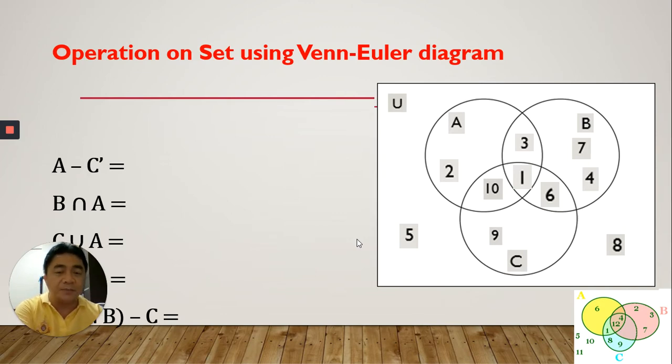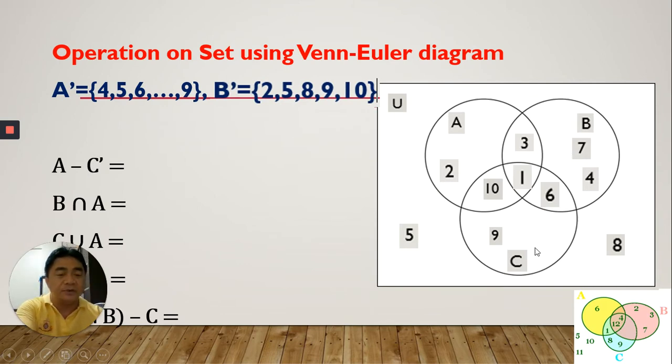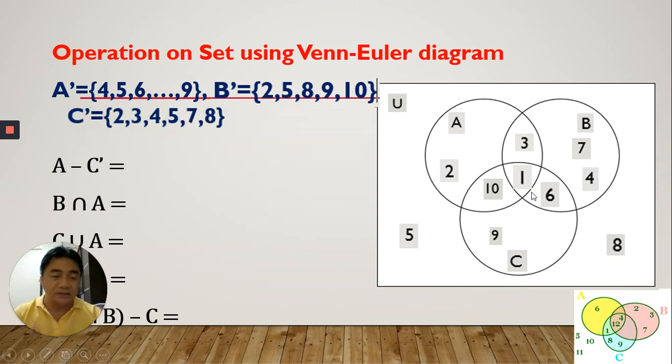So for A prime, we have the elements of A as 1, 2, 3, and 10, meaning A prime is 4, 5, 6 until 9. Now for B prime, since B is 1, 4, 3, 6, 7, we have 2, 5, 8, 9, 10. And for set C, C prime, we have 1, 6, 9, and 10, so the complement of C is 2, 3, 4, 5, 7, and 8. Yes, correct. So that's how we can write all the elements.